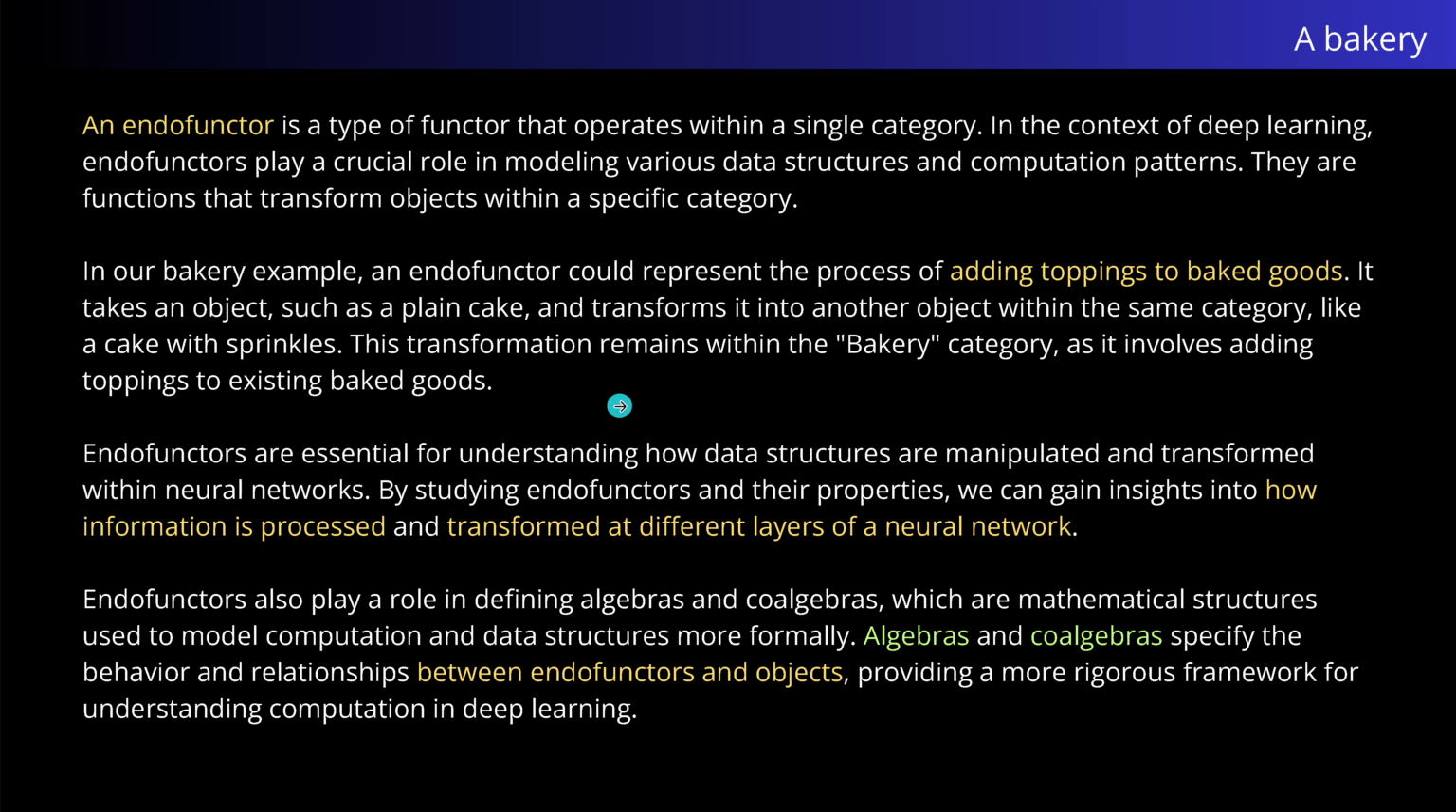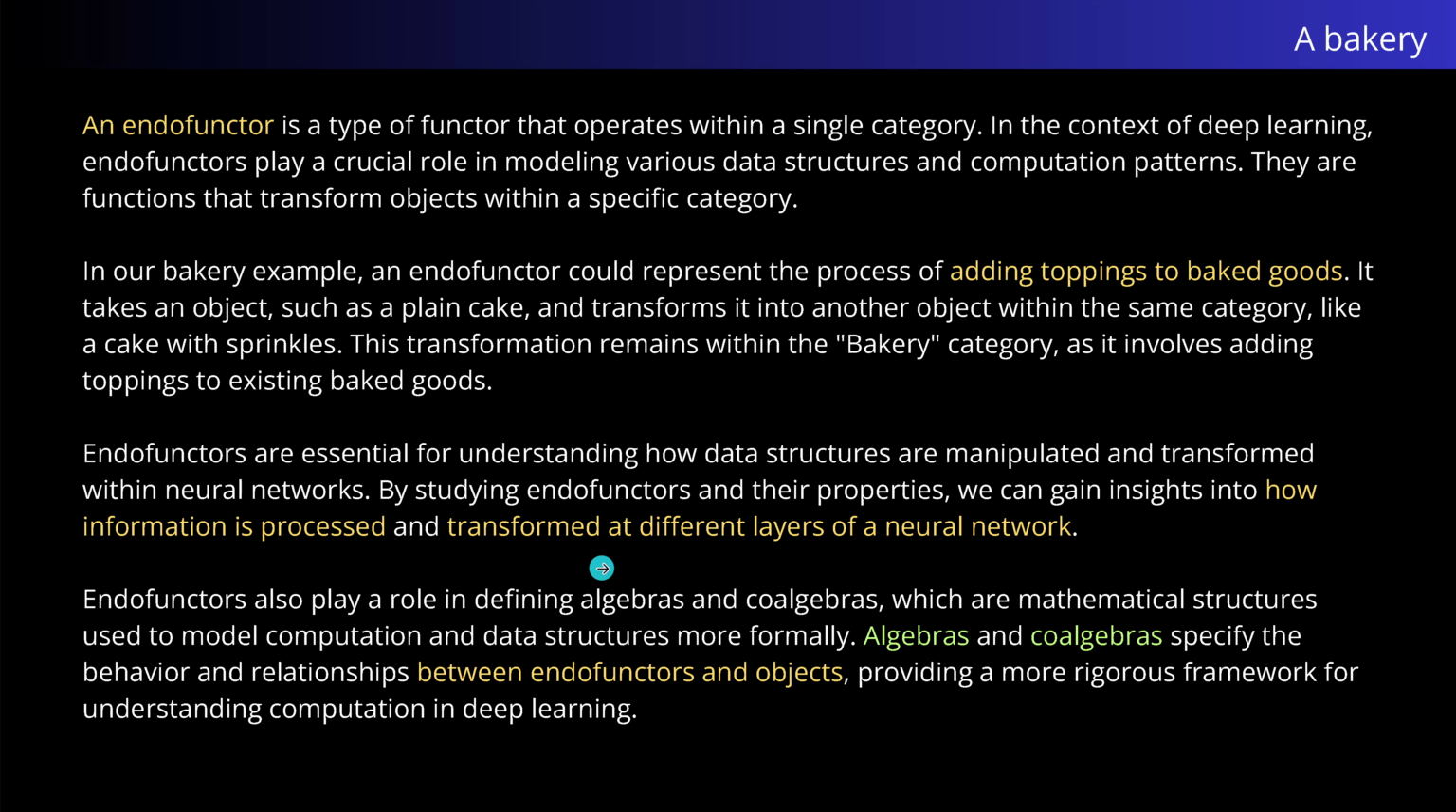Now, they are essential for understanding how data structures are manipulated and transformed within the neural network, within the different layers. And by studying the endofunctors and their properties, we can gain insight into how information is processed and transferred at different layers of our neural network. But now in a complete, absolute, precise mathematical way that we can gain new insight into the working that we do not have right now.